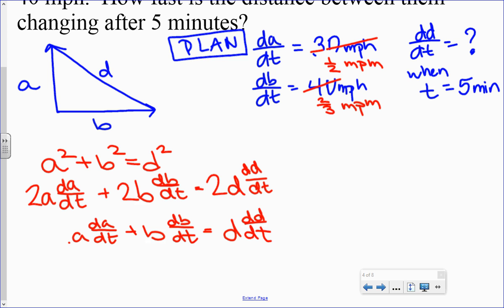Okay, and let's talk about what we know. We know that dA dt is 1/2, and we know that dB dt is 2/3. We're looking for dD dt.